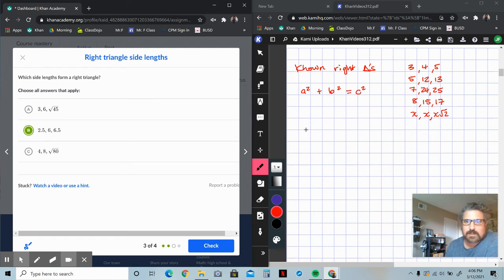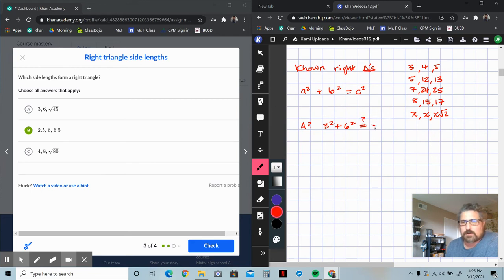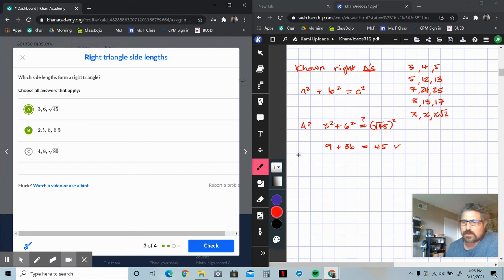All right, so anyways, let's take a look at A. When we're looking at A, it's going to be 3 squared plus 6 squared. Is that in fact equal to square root of 45 squared? Well, 3 squared is 9 and 6 squared is 36. Is 9 plus 36 equal to 45? The answer is yes. So then you would say that this one is a winner, right? Bing, bing, bing, good job.